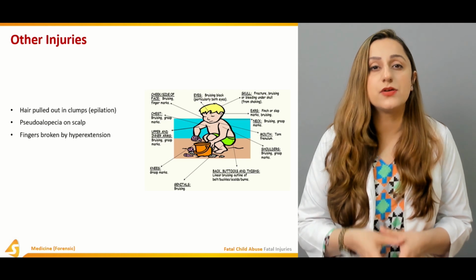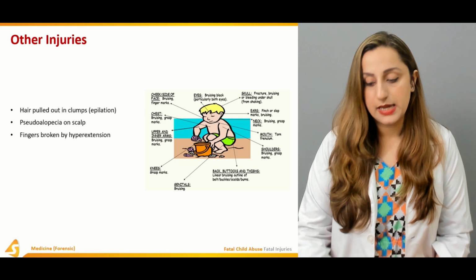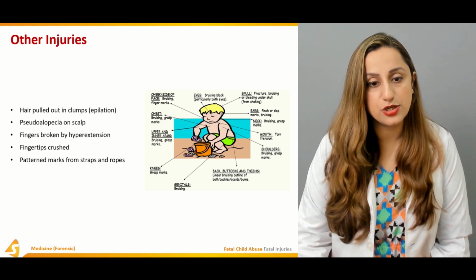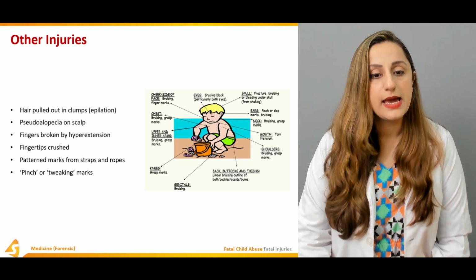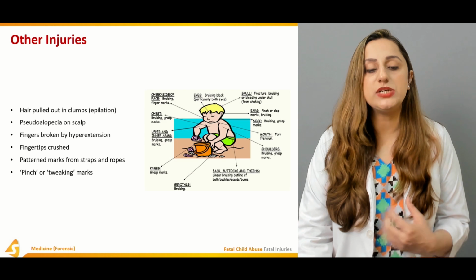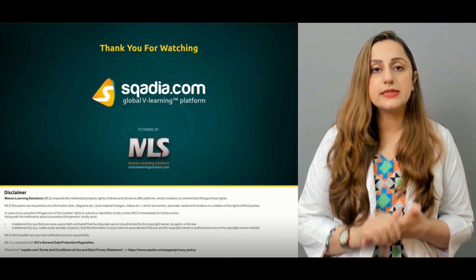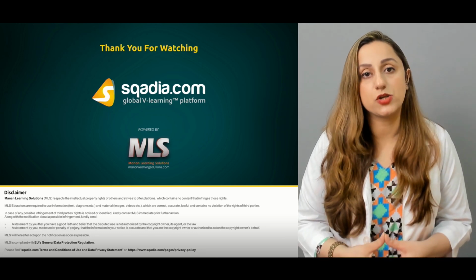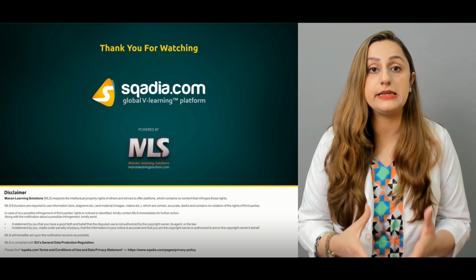It's another traumatic condition for the child that can prove to be fatal in a lot of cases. Then we have the fingertips that are crushed in a lot of cases. There are patterned marks from straps or ropes, and pinch marks or twisting marks are present on the ears as well. So in this section, we dealt with the different kinds of injuries that we can observe in any case of fatal child abuse that we are particularly referring to.